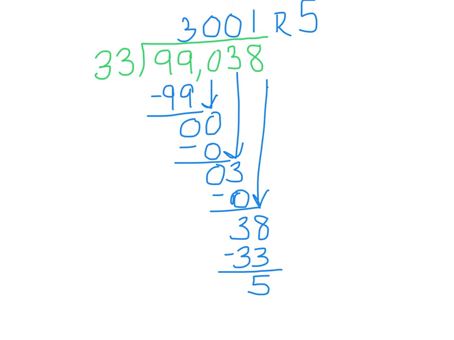It's important that you remember to put those zeros because our answer here is 3,001 remainder 5. If I had skipped those zeros thinking that they're not important, I would have ended up with 31 remainder 5. So that's a way different number, and that would be incorrect. So don't forget to put the zeros down. They're very important.